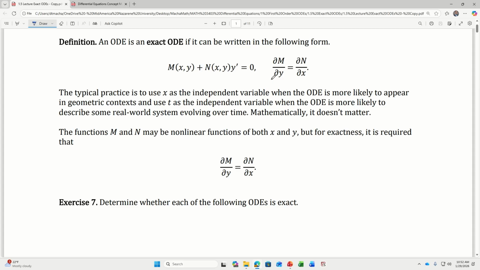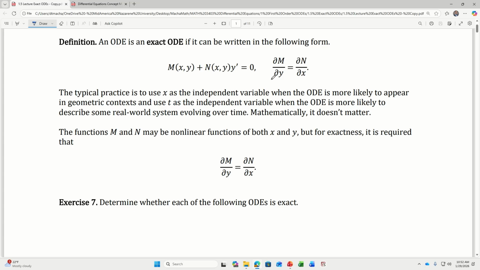The only reason you might use x instead of t is just conventionally, if the solution to your ODE is more likely to be the solution to some geometric problem in the xy plane, where x and y represent spatial dimensions, you would use x. If your ODE is a model of some physical process that proceeds over time or some economic model that proceeds over time, then we would use t. But it doesn't really matter, right? Mathematically, all the symbols are the same.